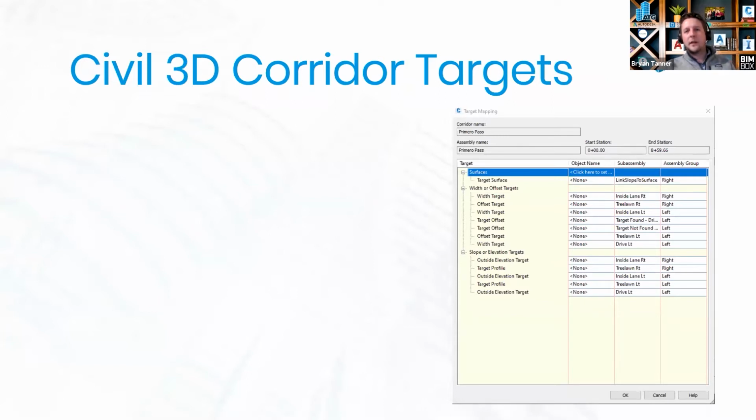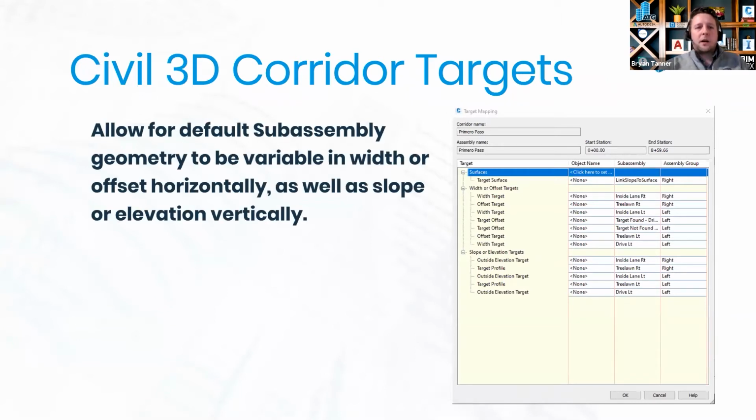Civil 3D corridor targeting is handled through our subassembly geometry. It allows us to have variable widths and offsets for the placement of our subassemblies, as well as the overall dimensional width of those subassemblies. It also allows us, through the slope and elevation targets, to hit certain vertical elements that need to be applied in our projects. Those could be lane widths, lane slopes, sidewalk widths, back of walk elevations, daylight tie-ins, things of that nature. It also allows for us, through targeting, to have conditional targets.